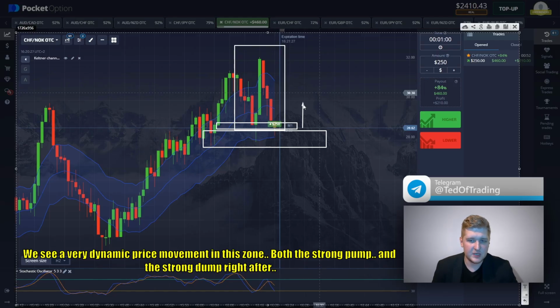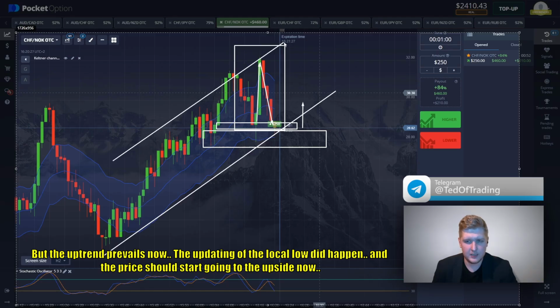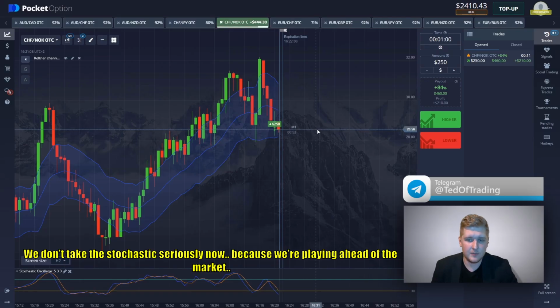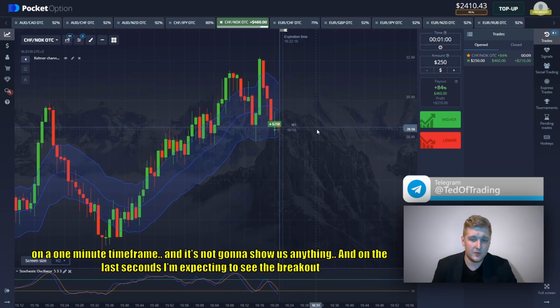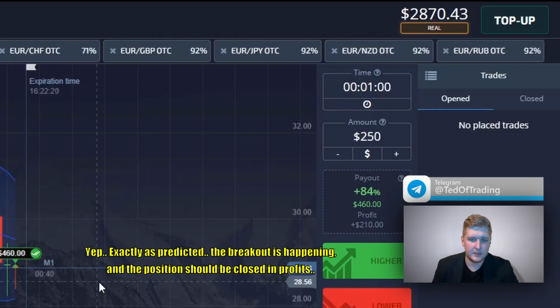We see a very dynamic price movement in the zone, both the strong pump and the strong dump right after. But the uptrend prevails now. The updating of the local low did happen, and the price should start going up. We don't take the stochastic seriously now because we're playing ahead of the market on a 1 minute time frame. Yep, exactly as I predicted, the breakout is happening and the position should be closed in profit.